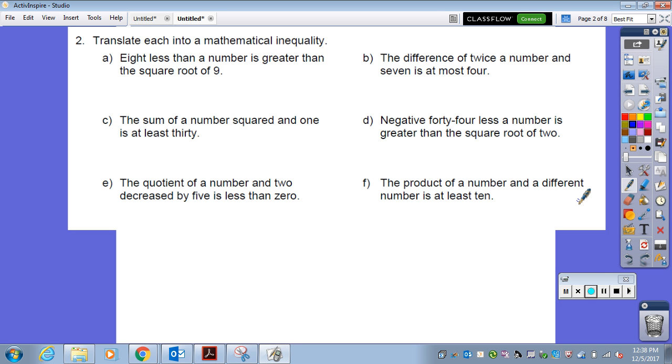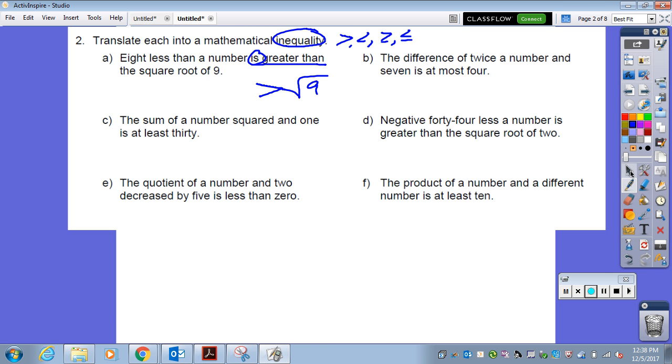Number 2, A through F, asks us to translate into a mathematical inequality, so we're guaranteed to have an inequality symbol. Is greater than, is less than, is greater than or equal to, or is less than or equal to. Number 2A, 8 less than a number is greater than the square root of 9. My trick to you is to circle the word is, then you realize it's is greater than, so you know it's is greater than. The square root of 9 is simply the square root of 9.